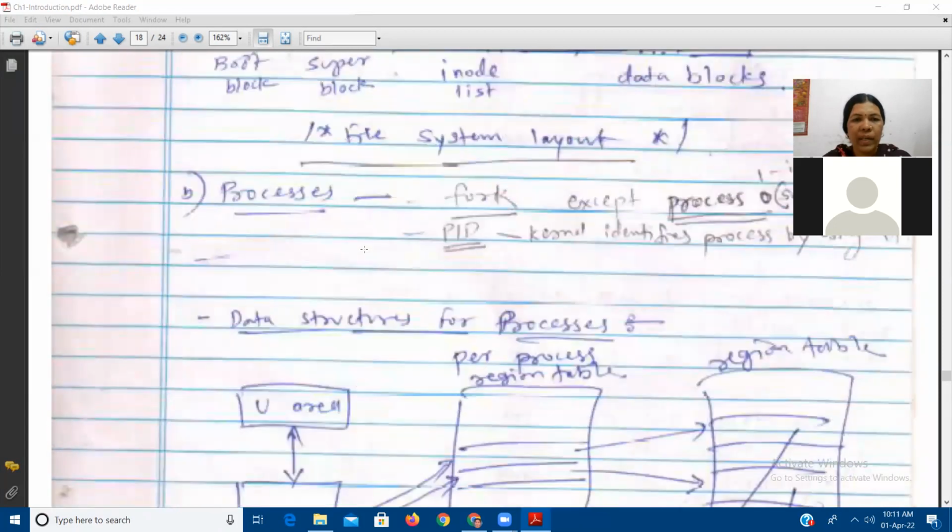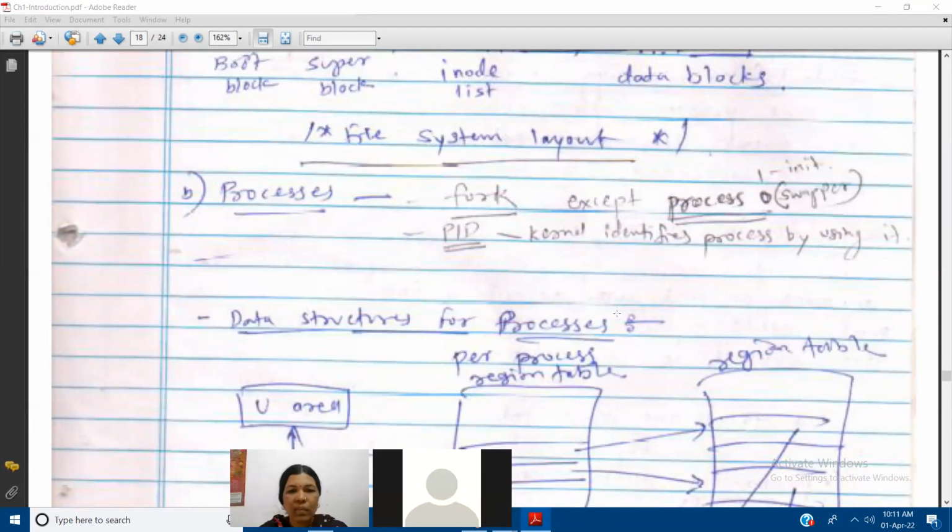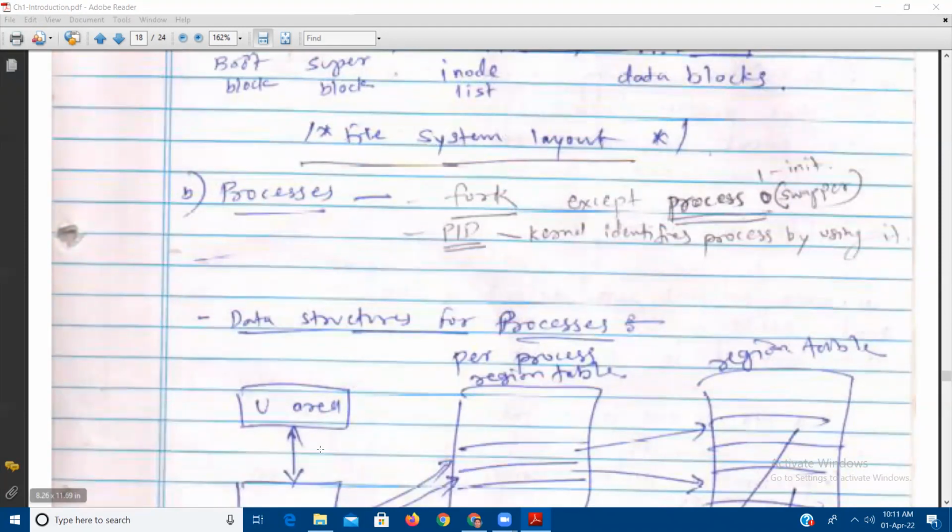Now come to the next concept under introduction to system concepts. The next concept is process. So again, regarding process, just a minute.